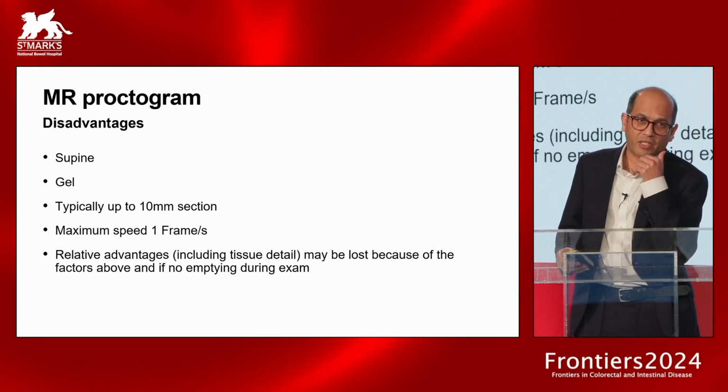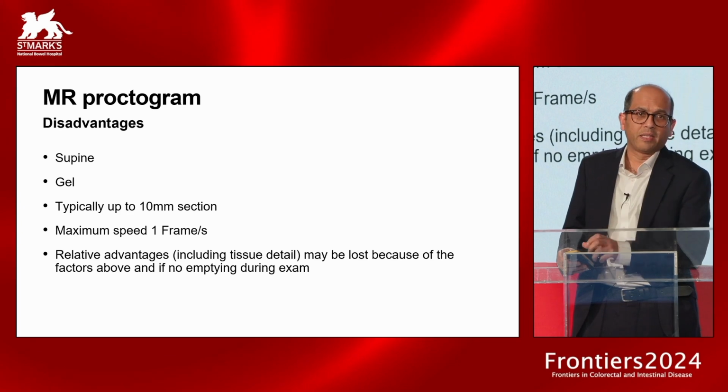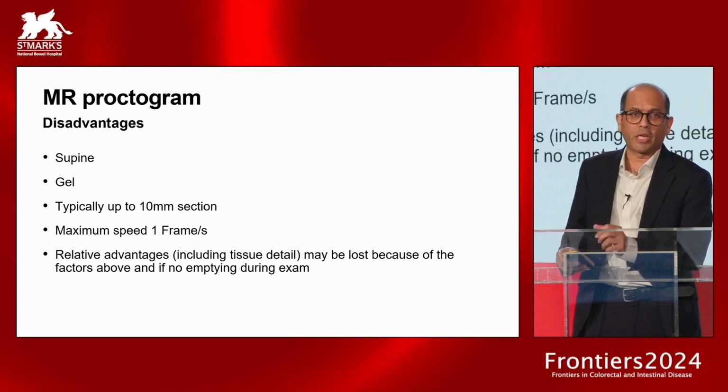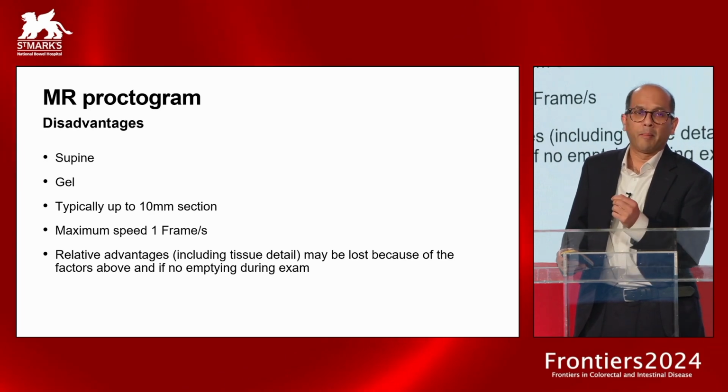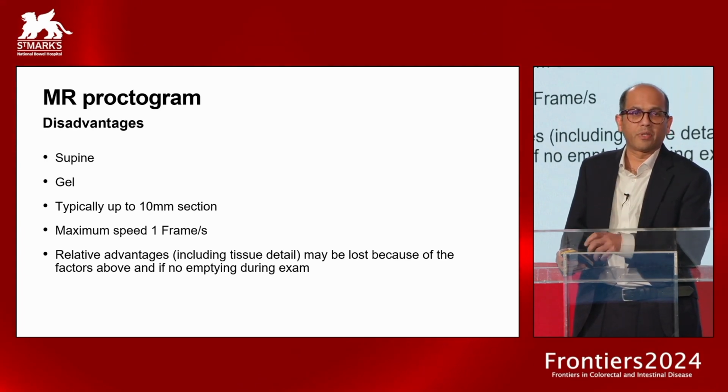The major disadvantage I think most people recognize is that it's done supine and that you're using gel. I've mentioned the fact that you've only got this very small central section, and as things currently stand, you can only get a frame per second. So if things are happening quite rapidly, it can be difficult to capture that. And because of those factors, you may have difficulty capturing all of the detail on an MR that you may be able to get on a barium.